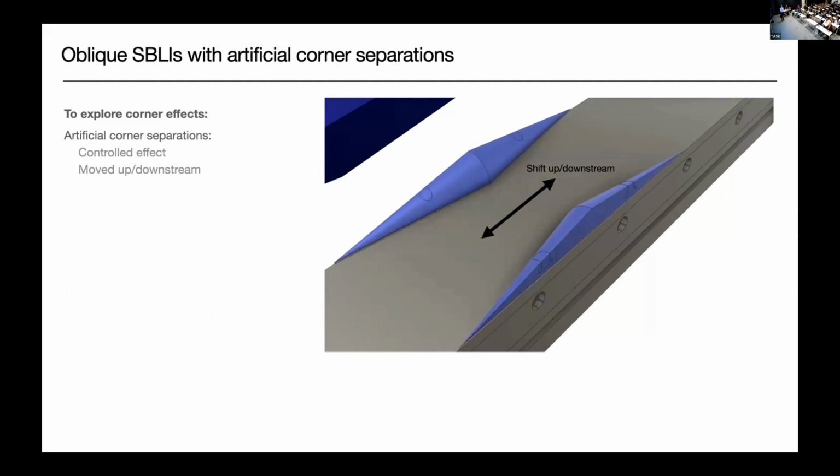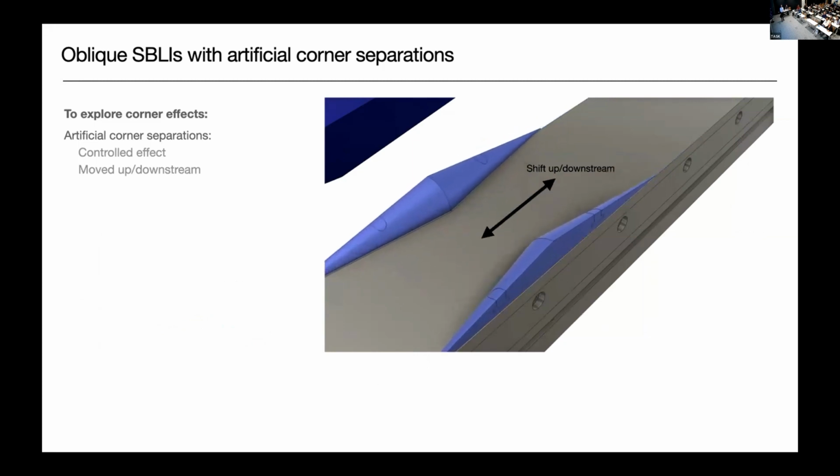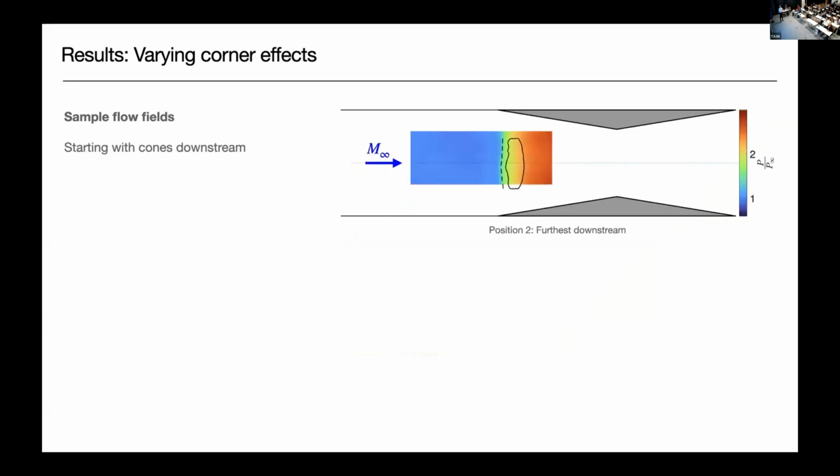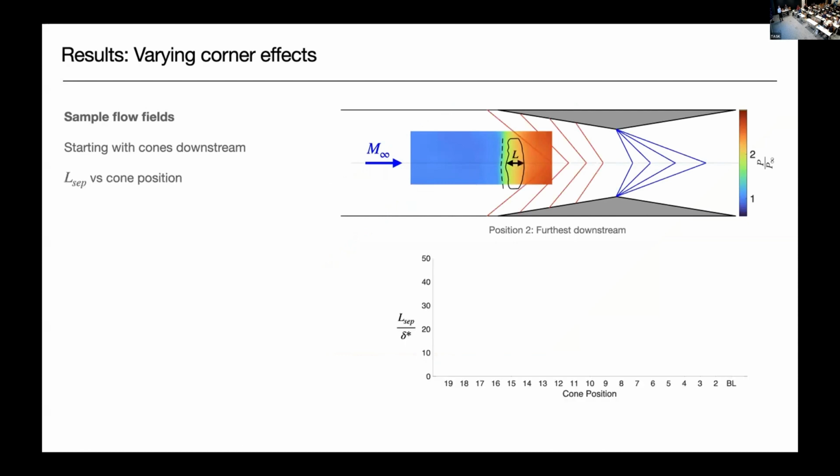Okay, so we then move the corner cones upstream and downstream relative to the interaction so that we can see what a varying corner effect has on the separation. Okay, so let's start by looking at some sample flow fields. So starting with the cones quite far downstream of the interaction. So I'm going to plot for a series of cone positions the separation length measured along the center line. That's non-dimensionalized by the upstream displacement thickness, and this is the cone position.